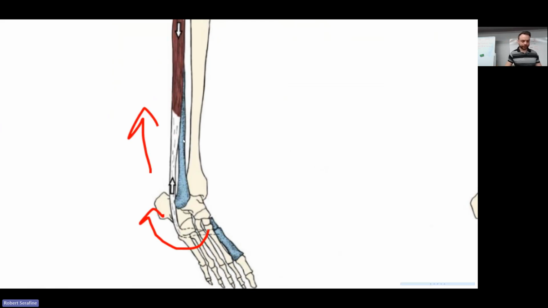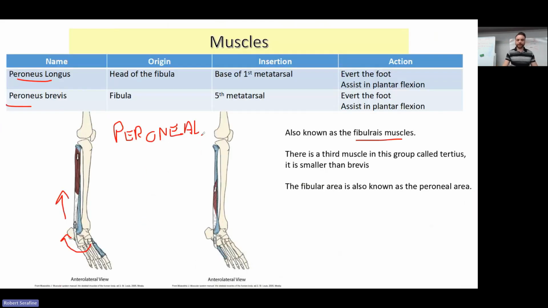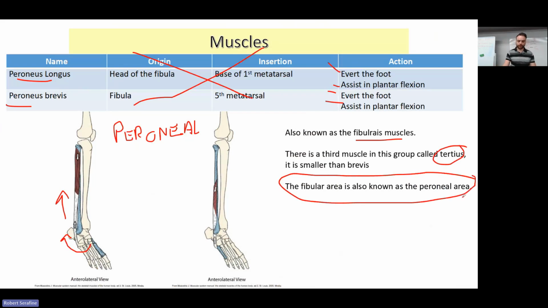So now in this group where we have peroneus longus and brevis, there's an even shorter, smaller muscle called peroneus tertius, but essentially they're all doing the same thing, right? If we can just visualize where these muscles are and what they're doing, we'll be okay. They are coming from the lateral side of the leg, the fibula, and they're wrapping up underneath the foot, and so they're performing eversion because of that pull, and plantar flexion to a small degree. And like we said, fibular, also known as peroneal region.